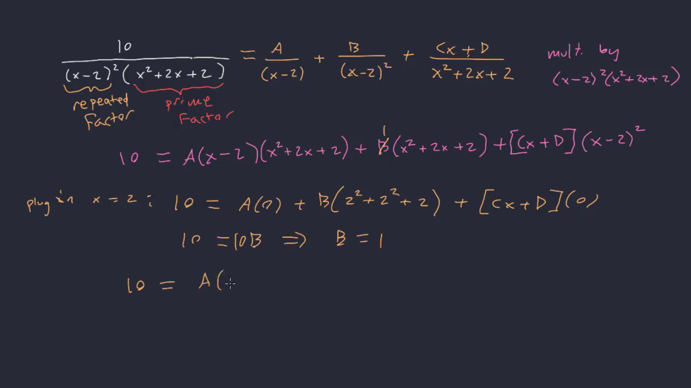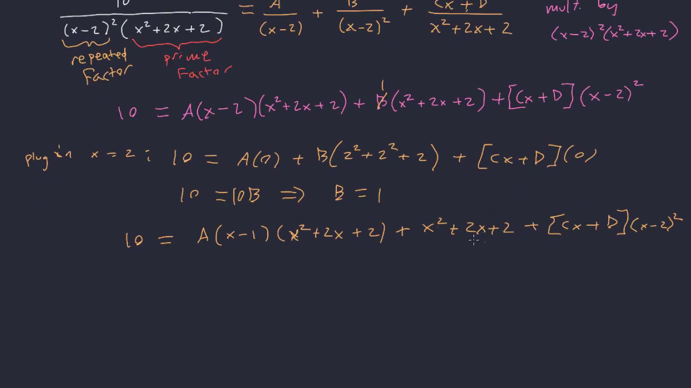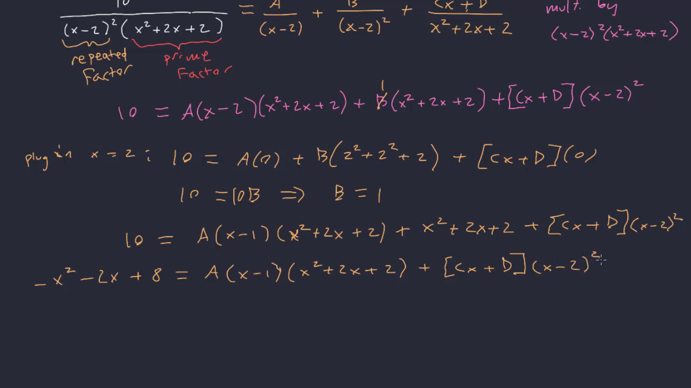So now I'm going to take what we have and simplify it down a little bit. The 1 just makes this x squared plus 2x plus 2, then plus cx plus d times x minus 2 all squared. All right, now I'm going to move all this stuff over to the other side. So I'll get a negative x squared minus 2x plus 8 is equal to a times x minus 1 times x squared plus 2x plus 2 plus cx plus d times x minus 2 all squared.